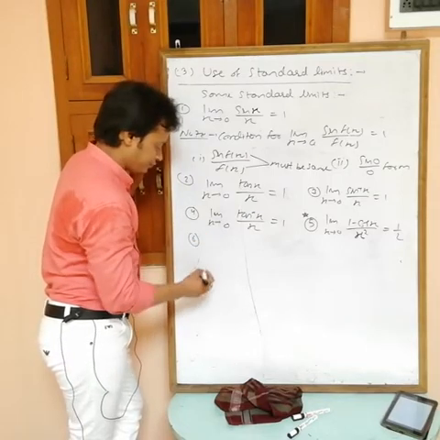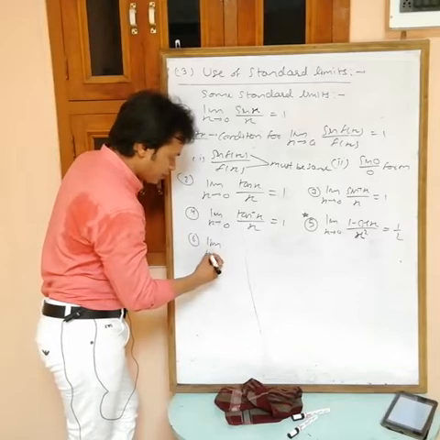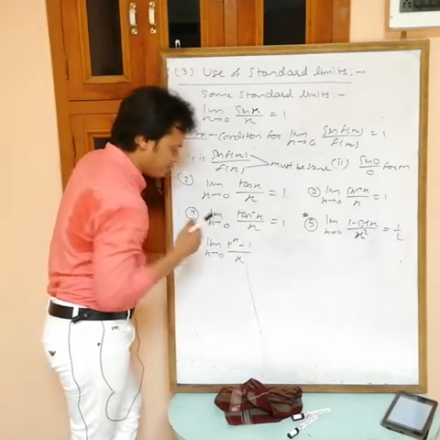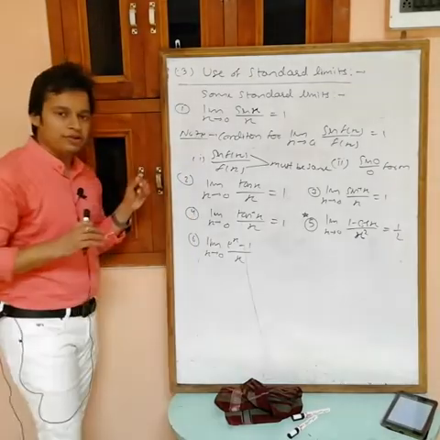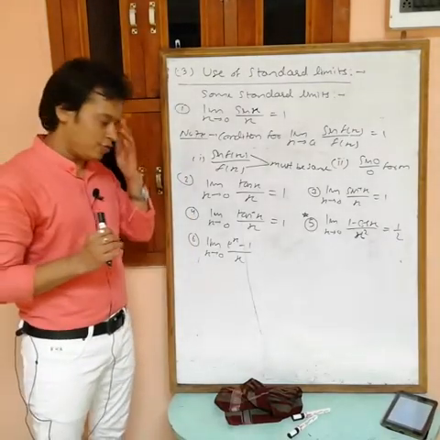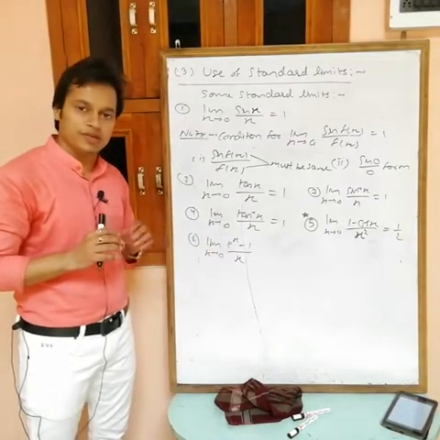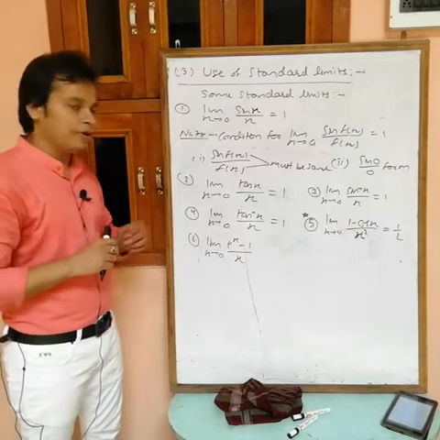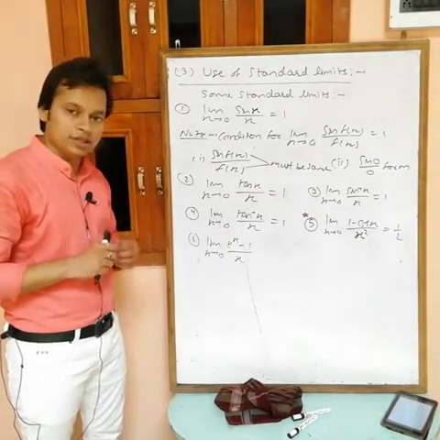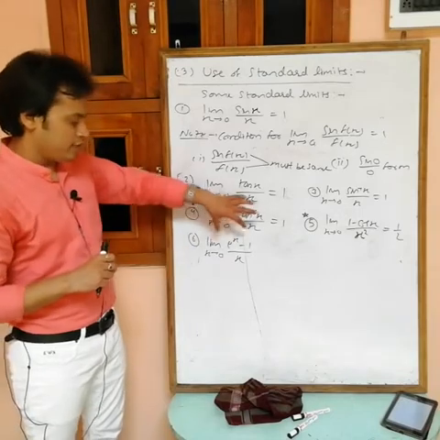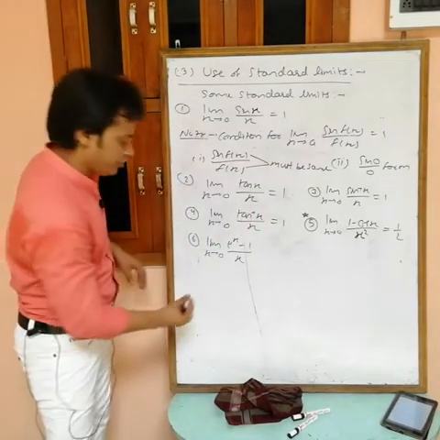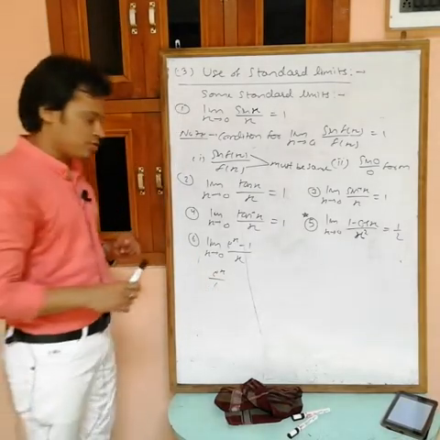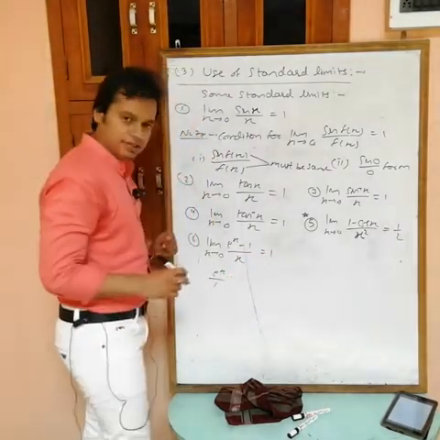Then 6: limit x tending to 0, e power x minus 1 by x. Again if you put x equals 0, we get the same 0 by 0 form. e power 0 is equal to 1, and 1 minus 1 is 0. You can use L'Hopital. The derivative of e power x is e power x, the derivative of 1 is 0, and the derivative of x is 1, differentiating numerator in numerator and denominator in denominator. So we are getting e power x. Now put x equals 0, what will you get? 1.